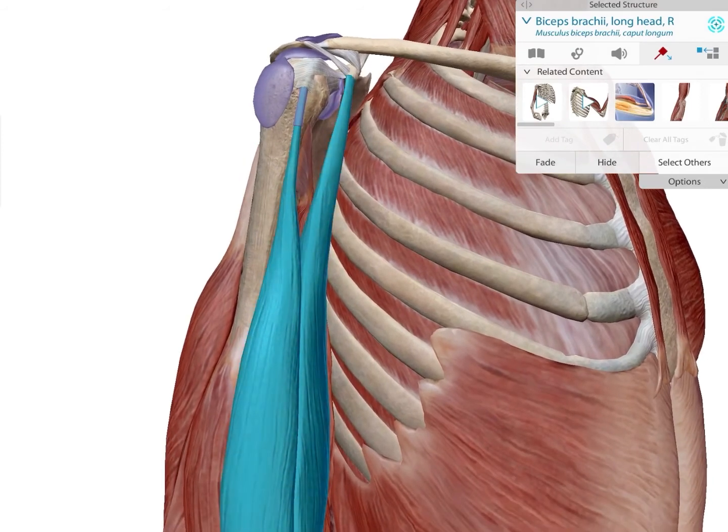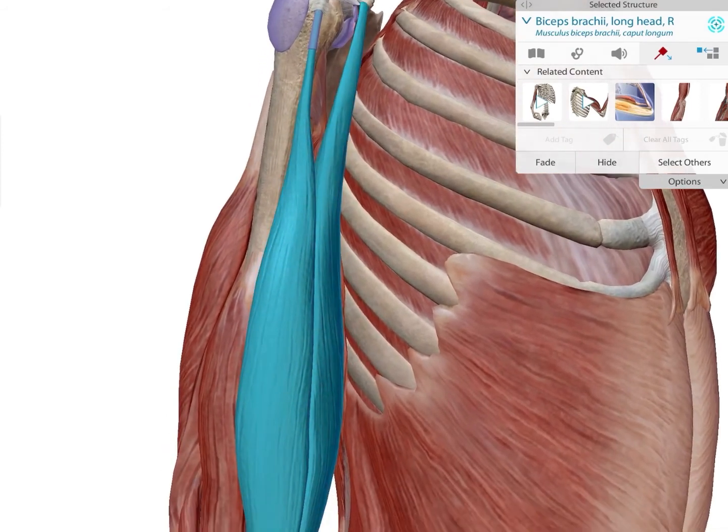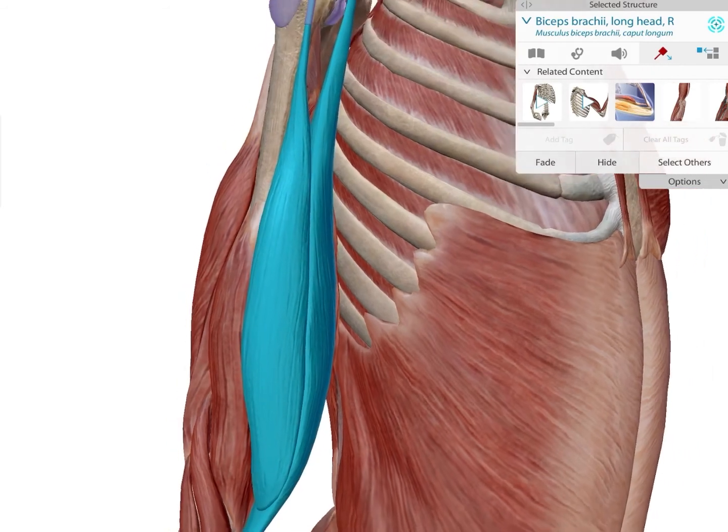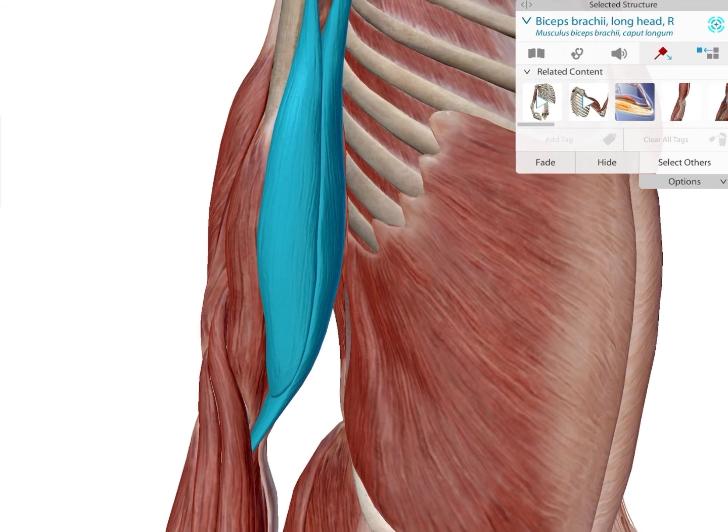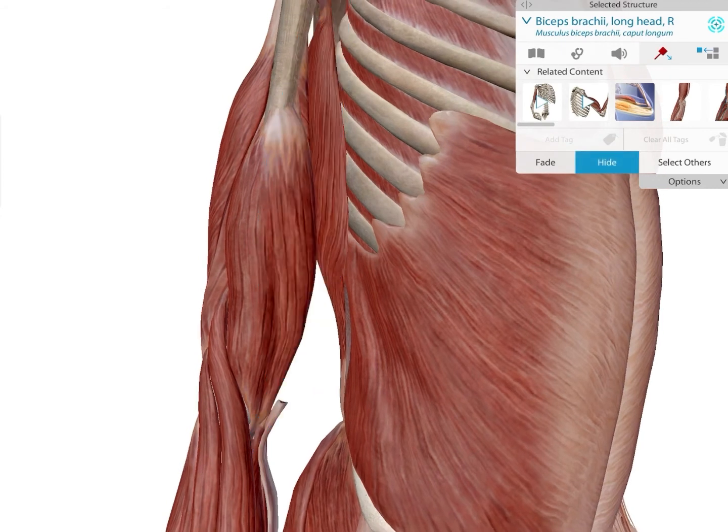The insertion is once again very, very cool. There's a tendinous insertion which inserts on the radial tuberosity of the radius, and there's an aponeurotic insertion which forms the roof of the cubital fossa, okay? The roof of the cubital fossa. It's known as the bicipital aponeurosis. It just blends with the deep fascia of the forearm. Read about it. Let's hide it and let's talk about the deeper muscle.